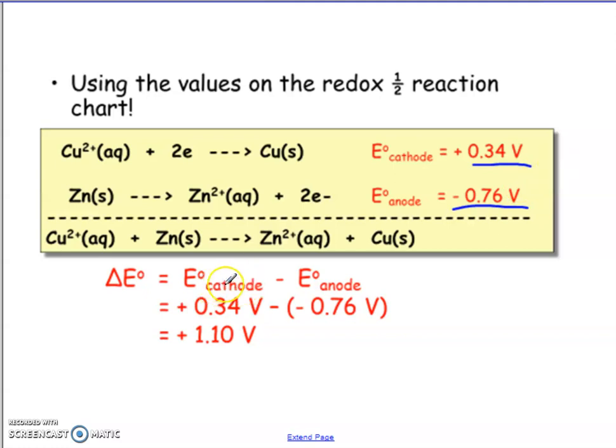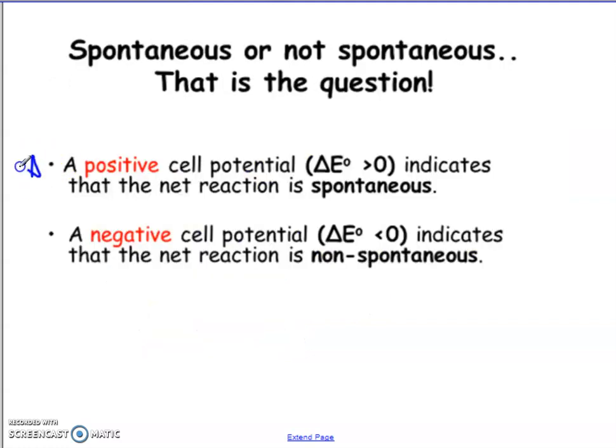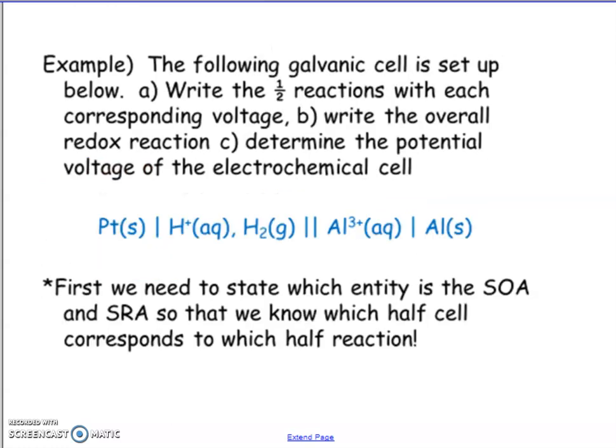So our cathode half reaction, which is our reduction, minus our anode half reaction, which is our oxidation, and we end up with a positive voltage. A positive voltage indicates that we have a spontaneous reaction. A negative cell voltage means that it would be a non-spontaneous reaction.